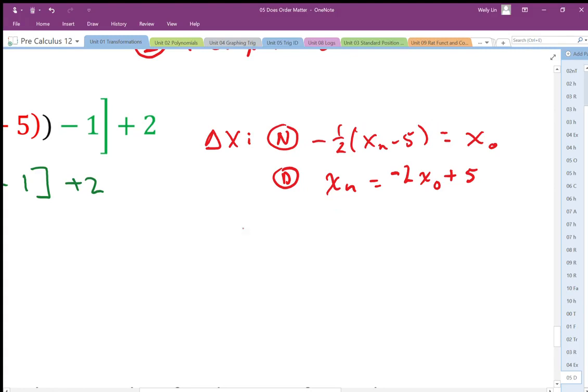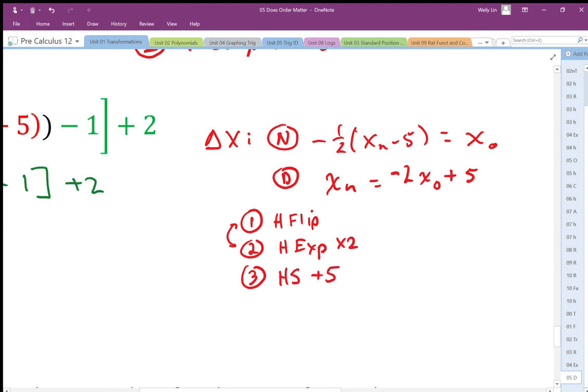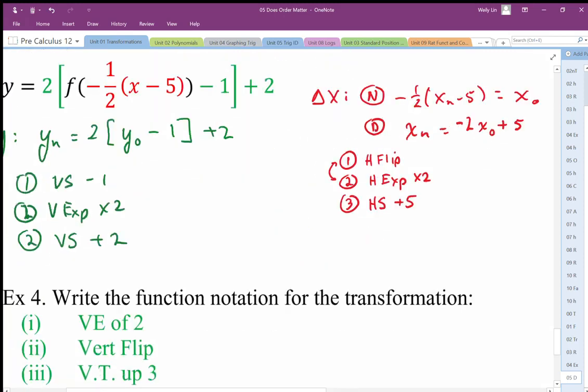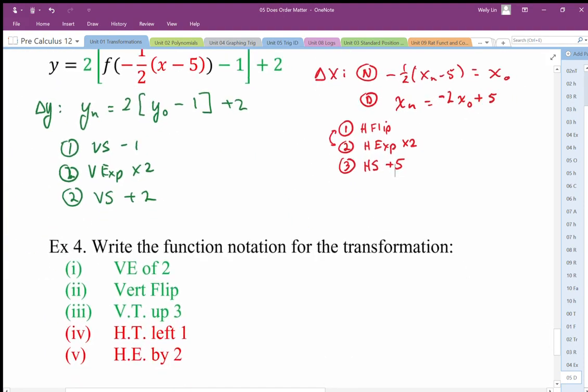So the first thing is then, it's going to be a horizontal flip. It's a horizontal expansion by 2. And again, these could be reversed because algebraically it doesn't matter which one happens first. But what has to happen last is a horizontal shift to the right 5 last. So there it is. I've gone from notation to description. I had to do things backwards.